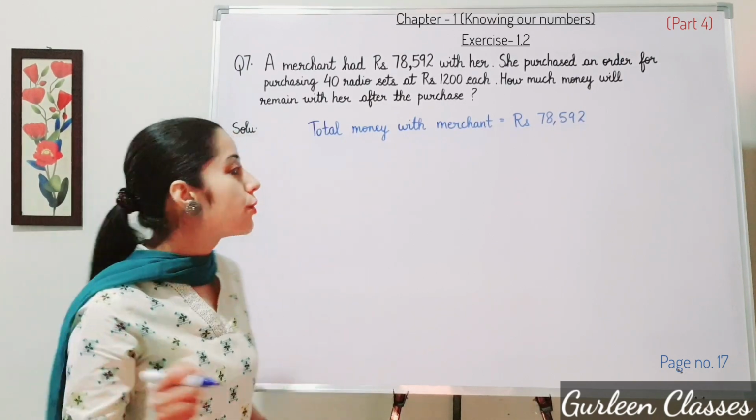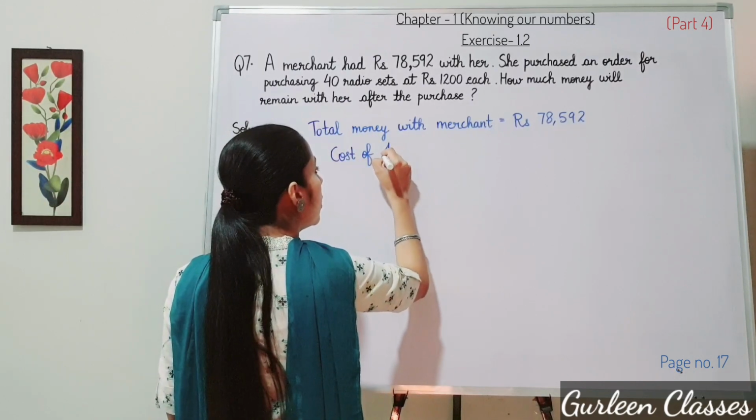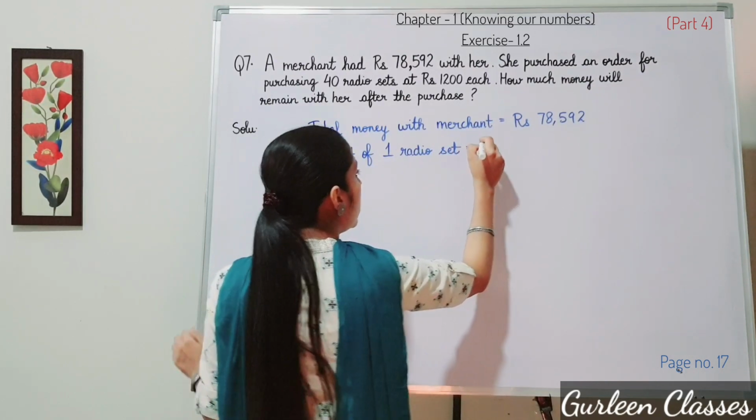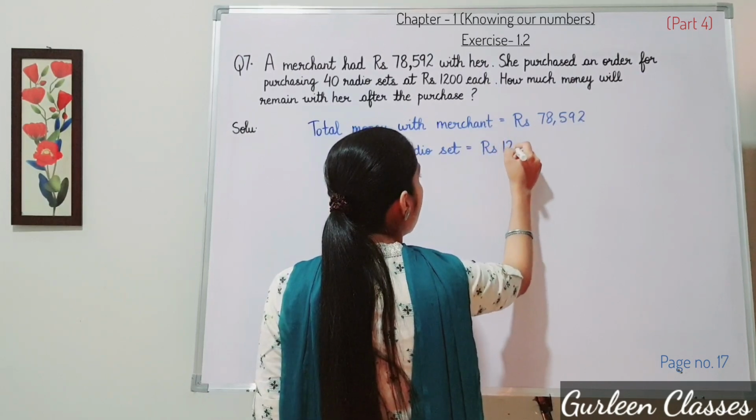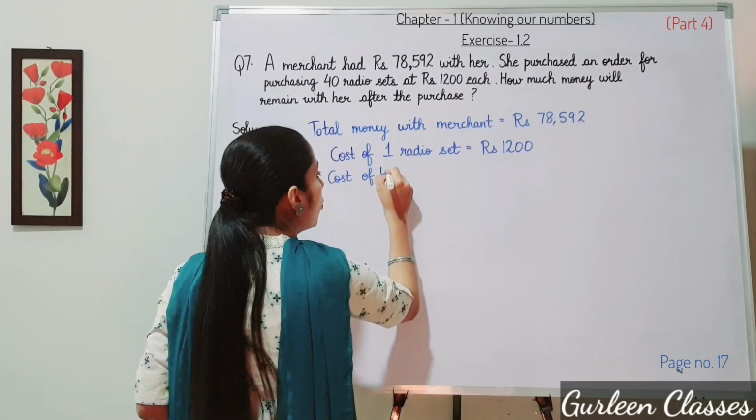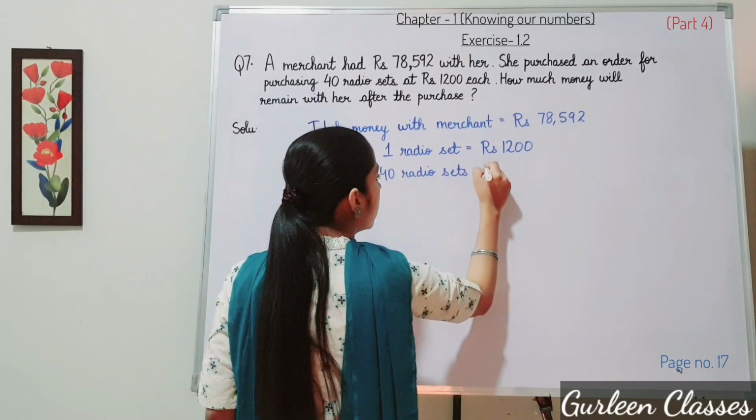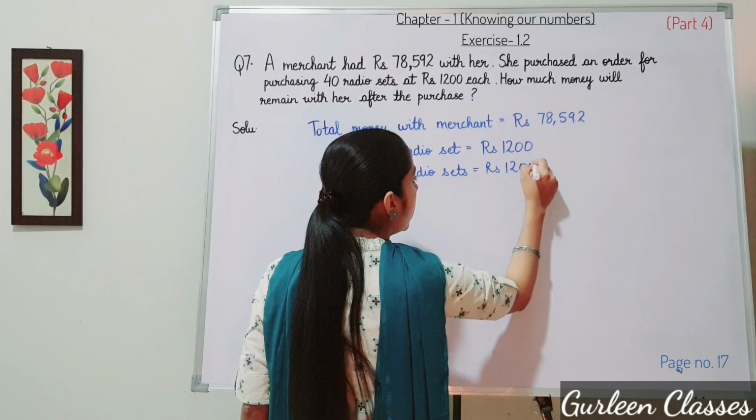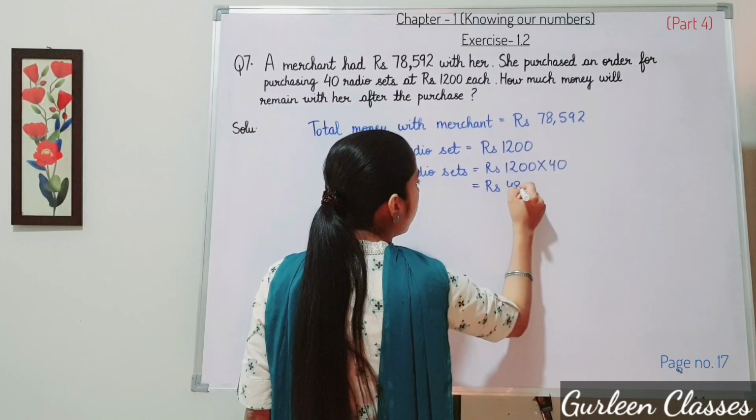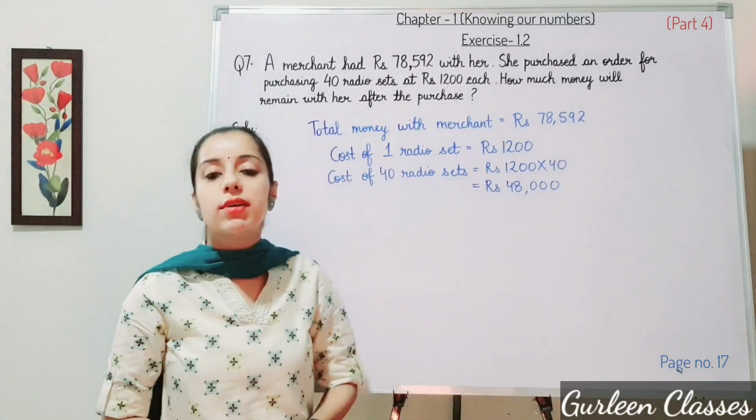Rupees 1200. So write here, cost of one radio set is equal to rupees 1200. Then we have to find out the cost of 40 radio sets. So we will multiply rupees 1200 into 40. 12 fours are 48, so it is coming 48,000.